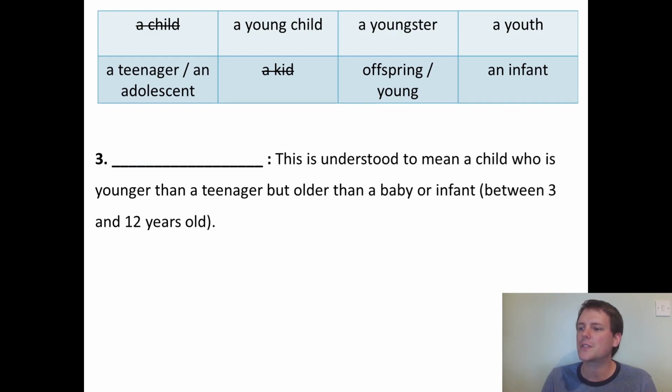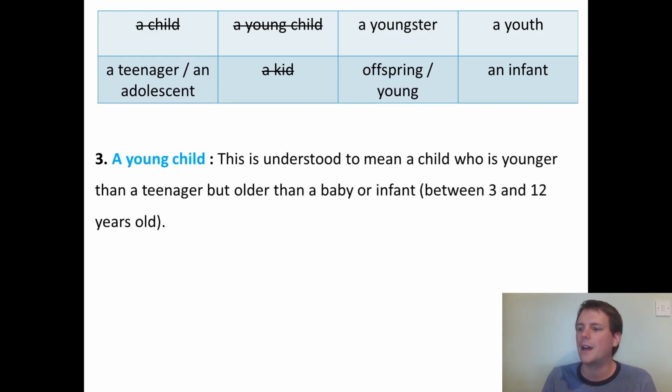This is understood to mean a child who is younger than a teenager but older than a baby or infant, between 3 and 12 years old, approximately, shall we say. Okay. A young child. Technically, I suppose a 2-year-old, a 1-year-old could also be called a young child, but like I mentioned before, it would be a bit awkward, a bit unnatural. We'd more likely use a different word.